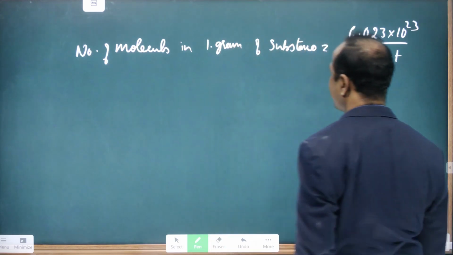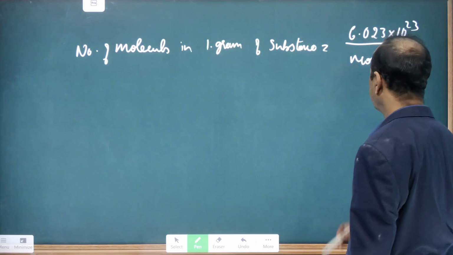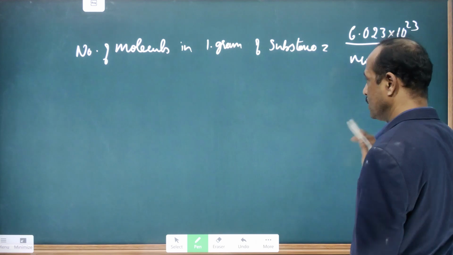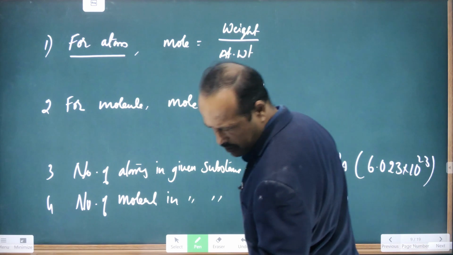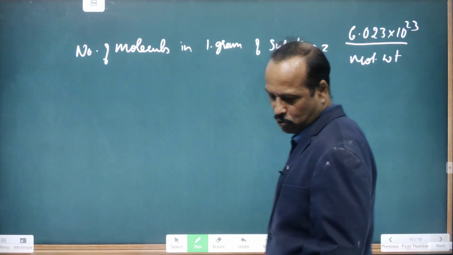Same with this also, number of molecules in 1 gram. For example, 1 gram of any substance is given. How many molecules are present? It means 6.023 into 10 to the power of 23 by molecular weight. These are the important formulas. These are given in the material, on page number 61. Okay, now let us solve some questions here.